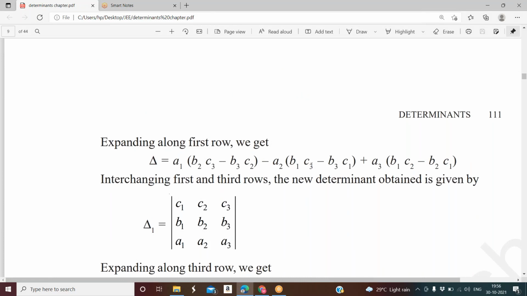Here they have found the value of determinant of the given matrix A. It is A1 into B2 C3 minus B3 C2 and A2 A3. So after this, they are interchanging first and third row. So what is the third row now? C1, C2, C3. First row is A1, A2, A3. So now if we expand this, how to expand this? C1 into down arrow minus upward arrow. So B2 A3 minus A2 B3.